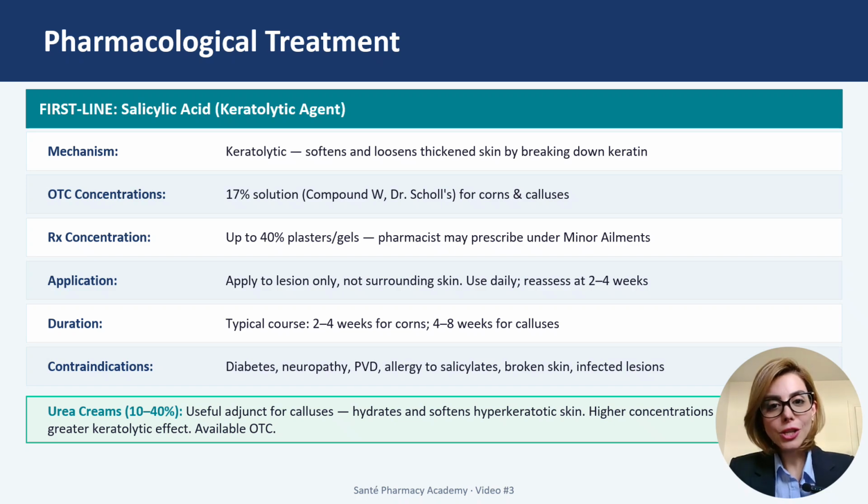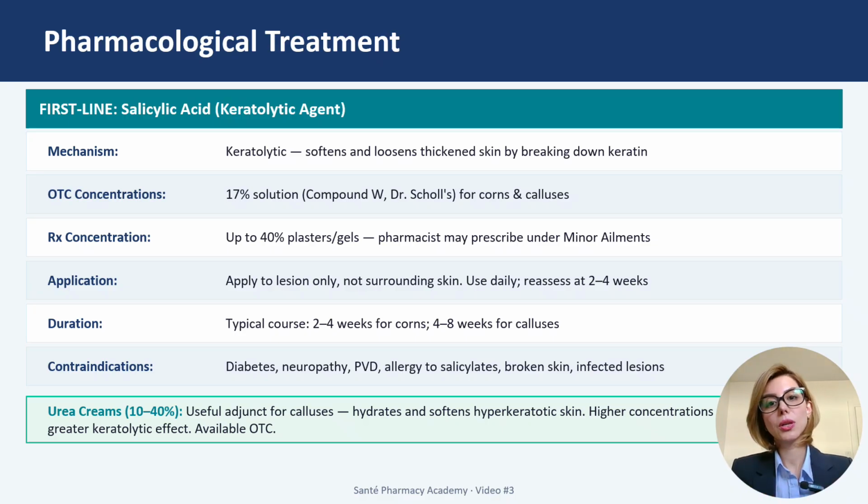How about the duration? Typically 2 to 4 weeks for corns, 4 to 8 weeks for calluses, and reassess if no response. Urea creams, at a concentration of 10 to 40%, are also very useful, especially for calluses. They hydrate and soften the skin, and higher concentrations have a true keratolytic effect.